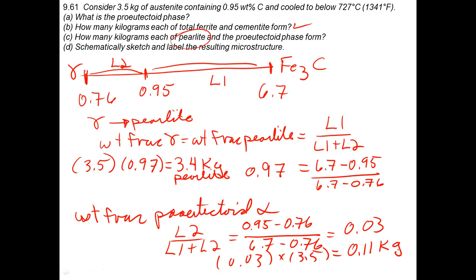0.11 kilograms. I went through the same process here to show that the remaining amount that isn't perlite has to be the pro-eutectoid phase. And that was just a slight rounding error. It should total up to 3.5, the total system amount. I have a mistake here. The pro-eutectoid phase is cementite. So make a note of that.